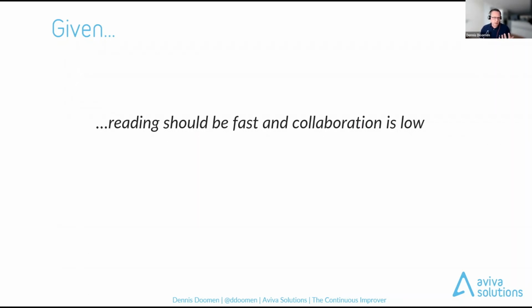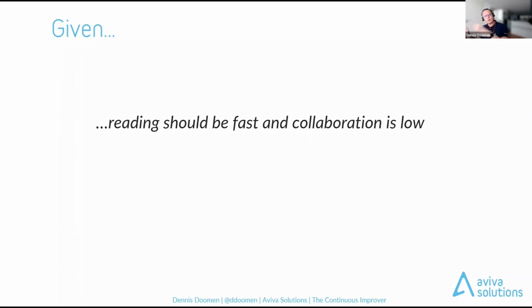Usually there's a company that does the mortgage application. There's usually one person that does that. It verifies all the documents. So the number of people that try to change the same kind of data is very low. But reading is important because probably there's a lot of people that are interested in seeing what are the open mortgage applications, because the bank probably wants to understand how much money they're going to earn from all the applications. So we're saying reading should be fast, collaboration is low.